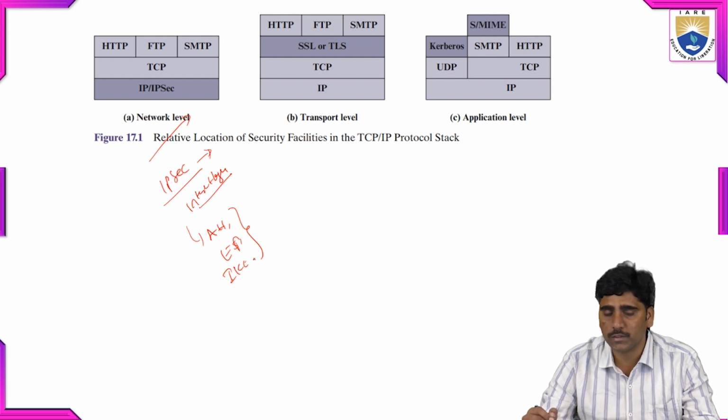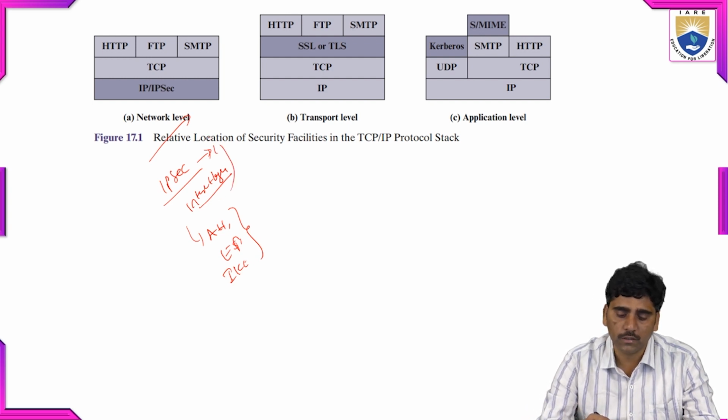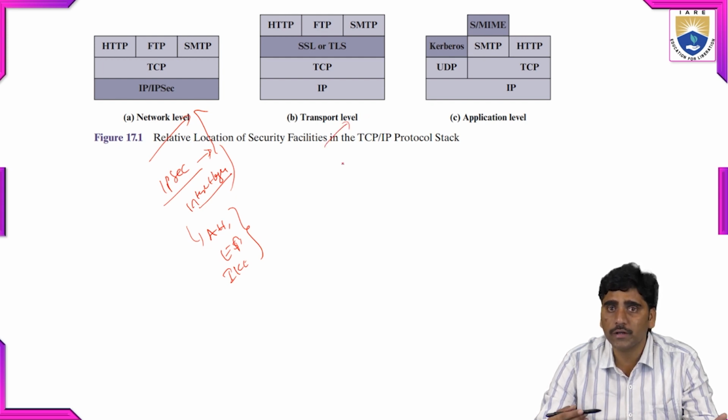Because of all these presences, IP security provides maximum security. And the second approach is providing security above the transport layer. So the transport layer is presented here, and IP security is also presented here.